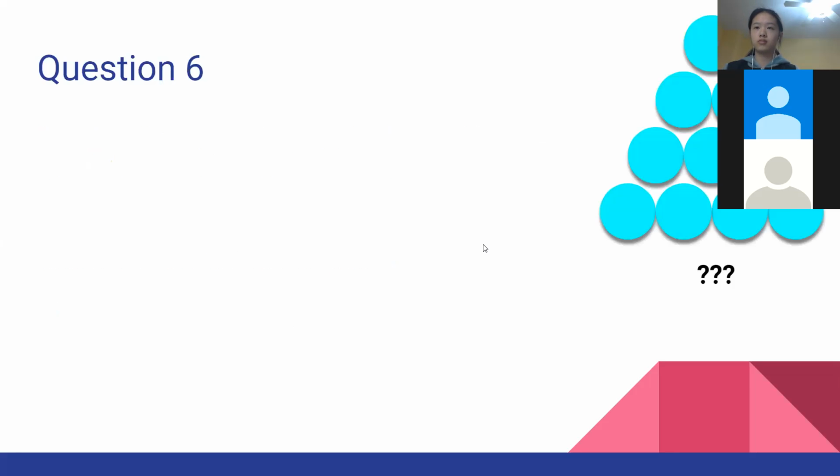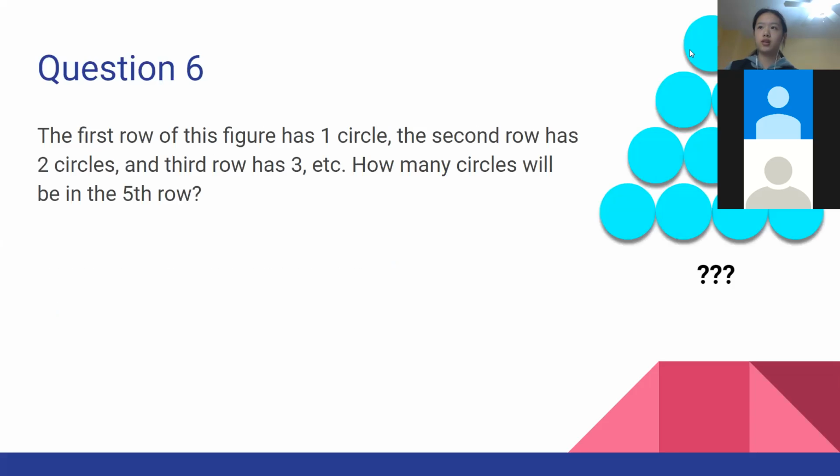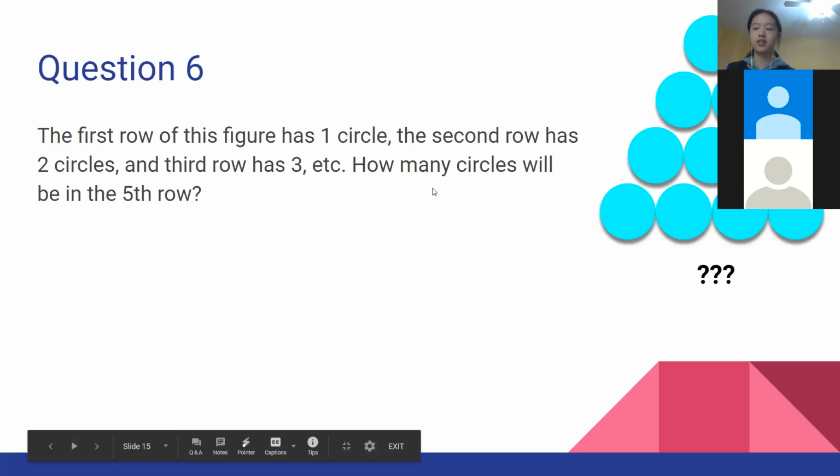Did you skip a slide? No. Okay, for this question, this diagram, the first row has 1 circle, the second row has 2 circles, the third row has 3 circles. How many circles will have to be in the fifth row? And I would like everyone to try to answer this because this is not too hard.